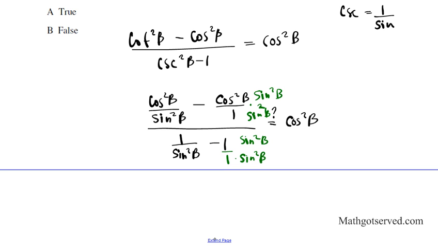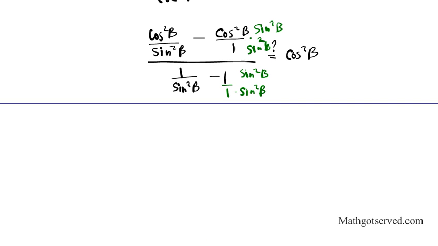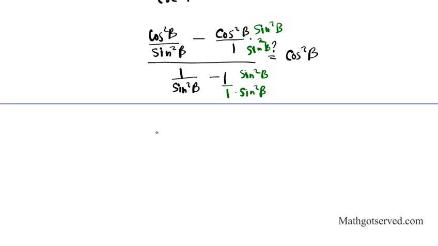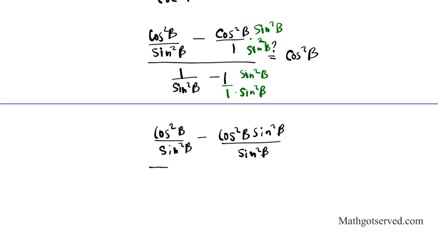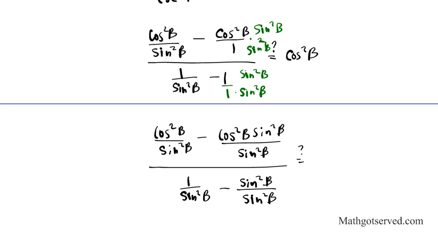Alright, remember, anytime you want to add fractions, the denominators must be the same. Alright, so this is going to become cosine squared b over sine squared b minus cosine squared b sine squared b over sine squared b, divided by 1 minus sine squared b over sine squared b. Okay? Is it equal to cosine squared b?